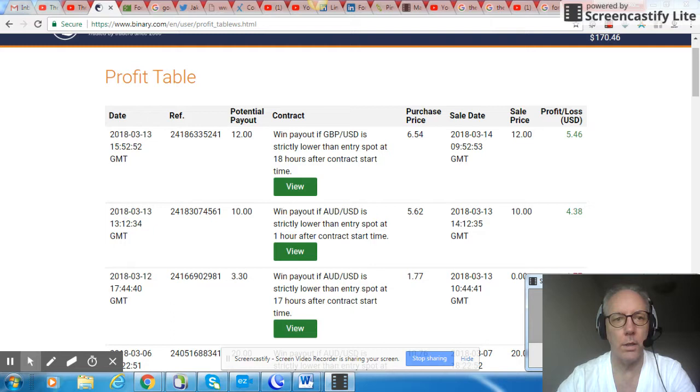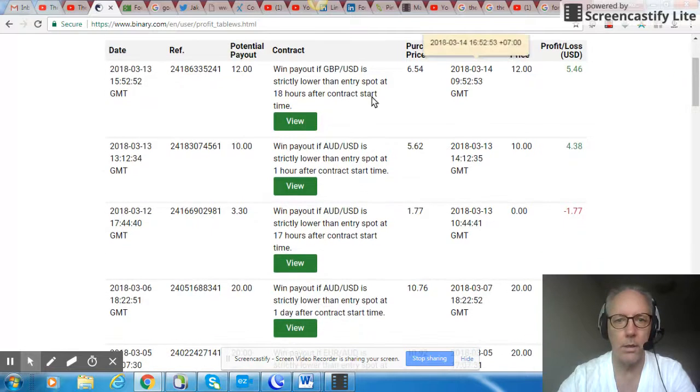Okay, back with you. So this is my profit table here. You can see at the top right of the screen, we're up to $170.46. So I'm actually waiting for a big trade to come up whereby we're at very hard resistance, and we should make a substantial increase on that. Now over here, you can see this is the pound that we've just done. Okay, pound dollar, 18 hours, so that was a success.